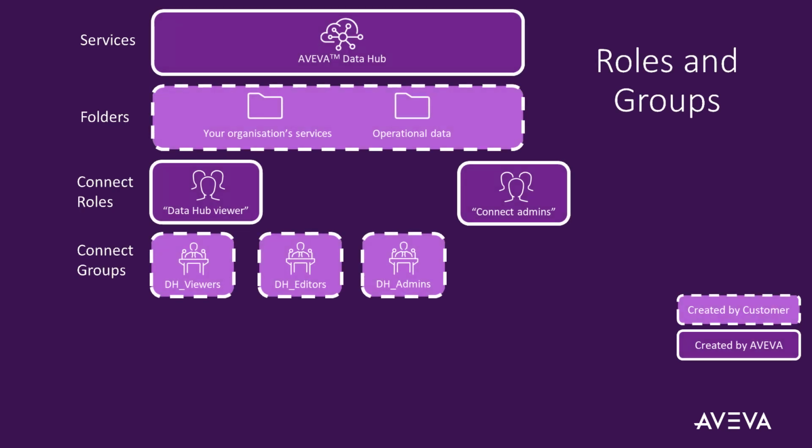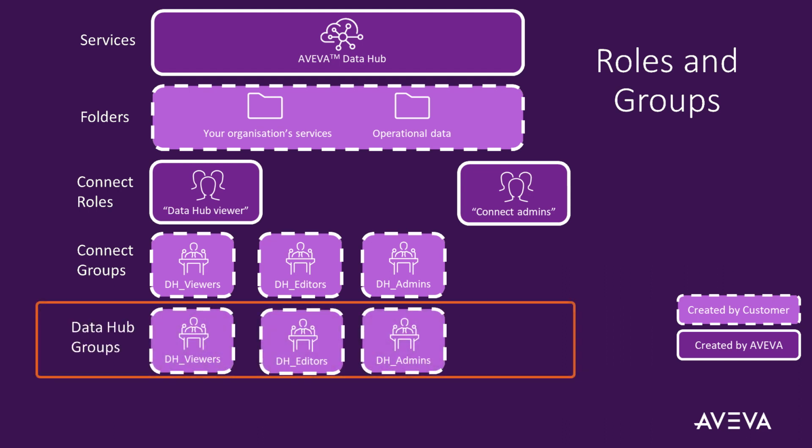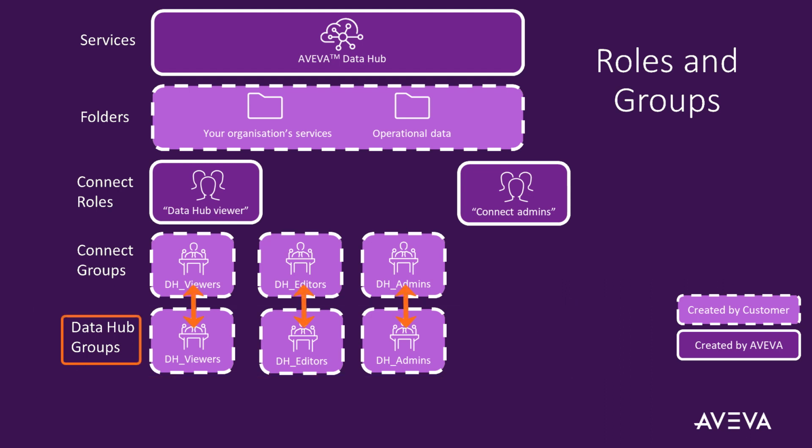After creating your Connect groups, let's look at the actions that are needed in Data Hub. You will select your new user groups within Data Hub and add tenant user access roles. Data Hub will link to your Connect groups to give access to your users. This will be demonstrated in the next section.